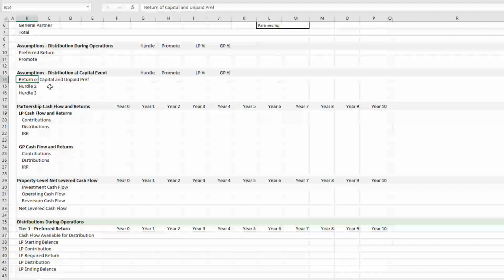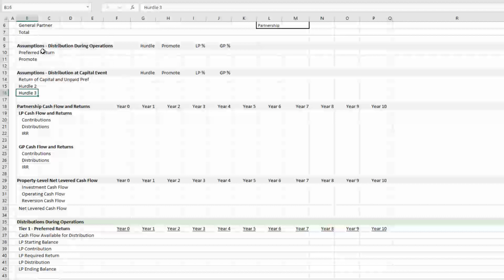where you can actually handle multiple capital events, maybe a mid-hold refi or an asset that has sales over a period of time, say a portfolio or a condo or a single-family residential development, etc. The other thing you'll note here is I have one tier during operation, and that's common, right? Occasionally you'll see multiple tiers during operation, but in my experience, most common is to see just one tier above a pref during operations, and then possibly multiple tiers at the capital event.